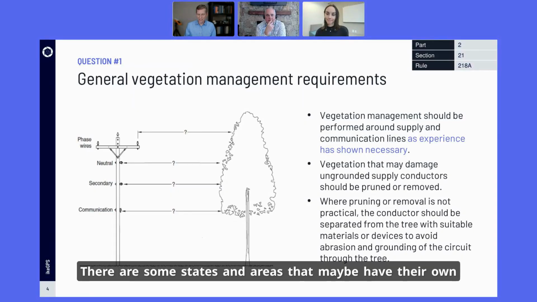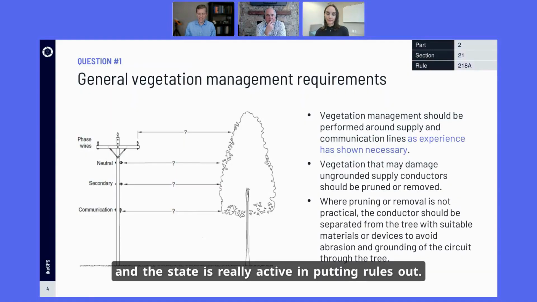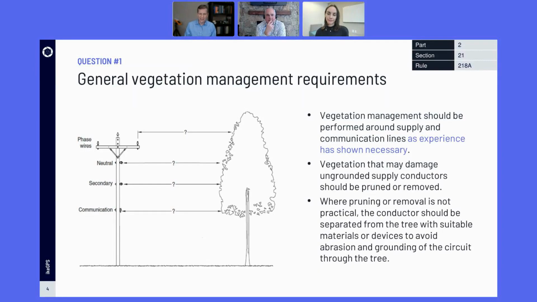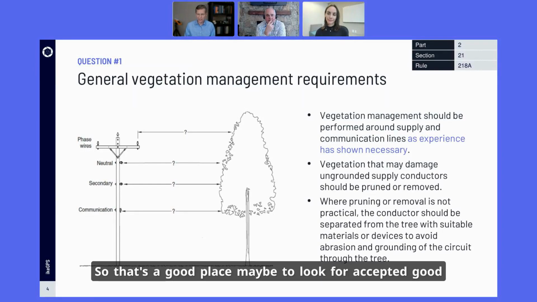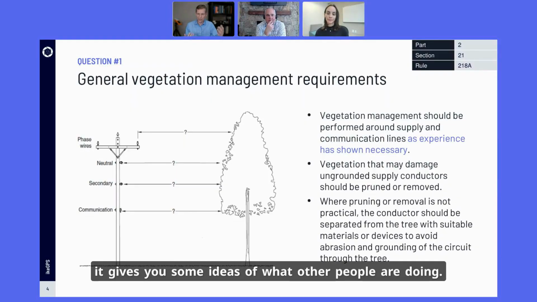There are some states and areas that maybe have their own rules. We do a lot of work with Oregon. Their Public Utility Commission is really active, and the state is really active in putting rules out. So they have some numbers for different voltage levels as far as how far you can be away from a tree with your power lines. So that's a good place maybe to look for accepted good practice. Even if it doesn't apply to you, it gives you some ideas of what other people are doing.